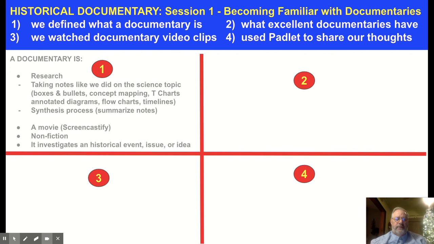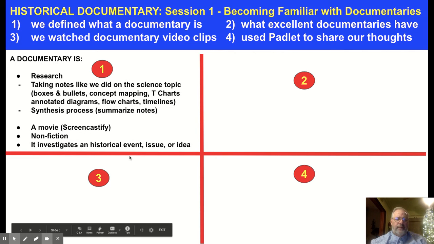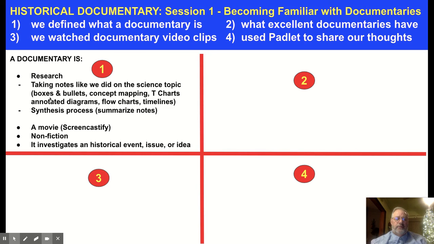Okay, the first session that we did, we defined what a documentary is, and it's research, and we are going to take notes like we did. And here are the 6 types of notes we did: the boxes and bullets, concept mapping, T-charts, annotated diagrams, a flow chart, or a timeline. You may see in this part for the history topic, you may get a lot of timelines. As I mentioned, you're going to make a movie, a Screencastify.